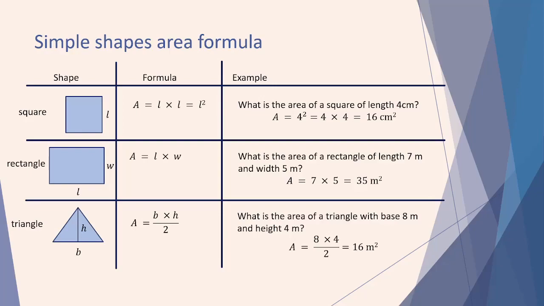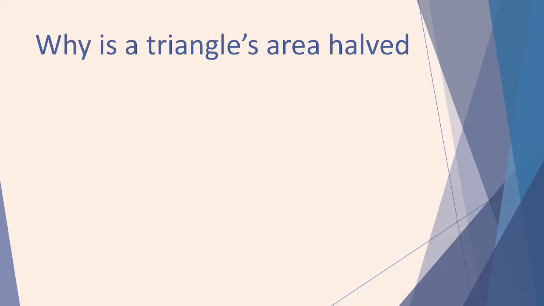Now for the last one, it is a triangle. And it's similar to a rectangle, but there is a little bit of a twist here. So with the triangle, we've got base times height, and then we divide by 2. So my example here is what is the area of a triangle with base 8 and height 4 meters? So I do 8 times 4 divided by 2, which equals 16 meters squared. The next question we have is why are triangles' areas halved?